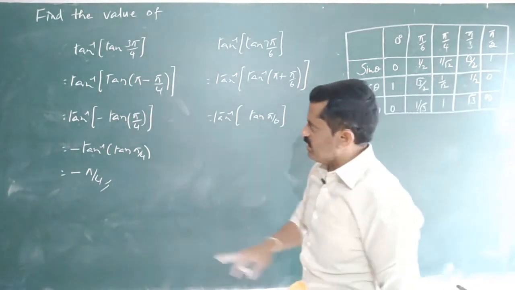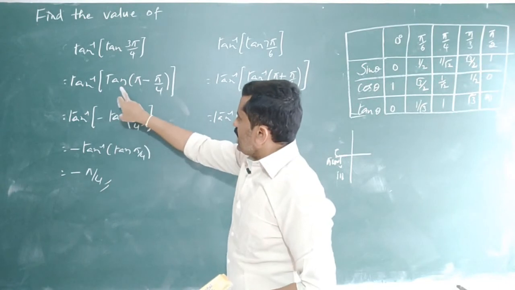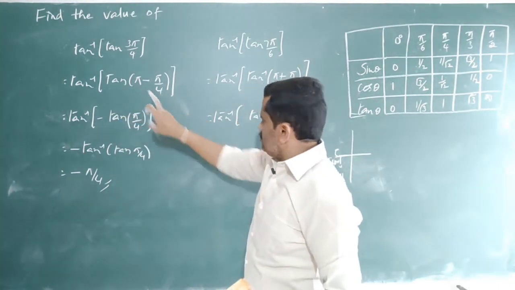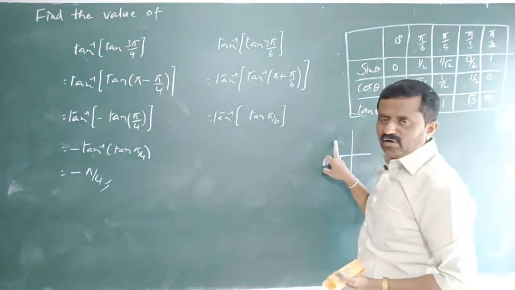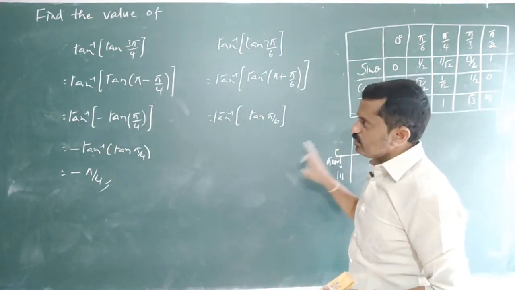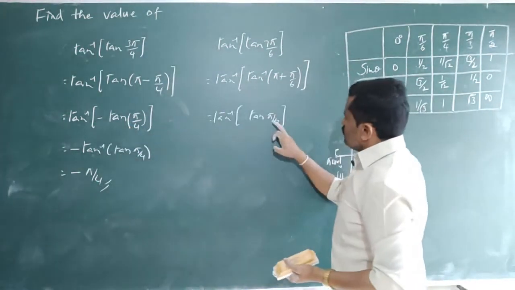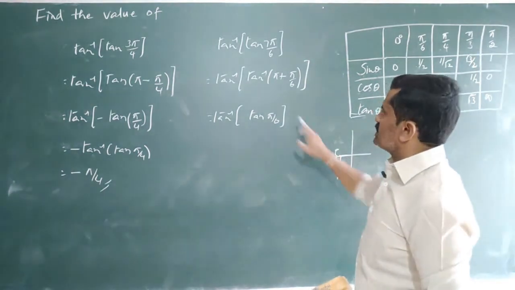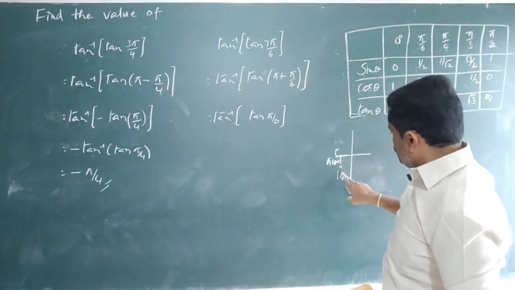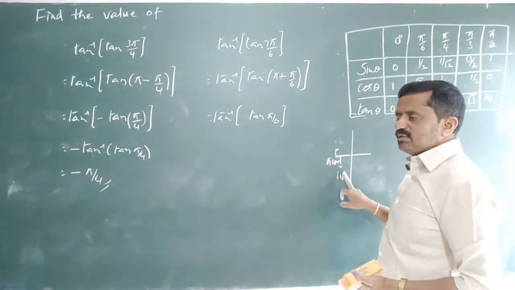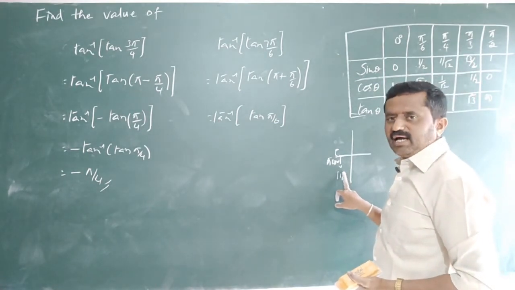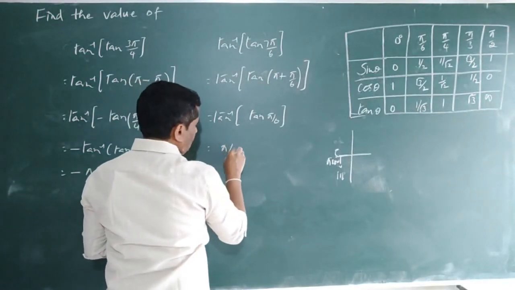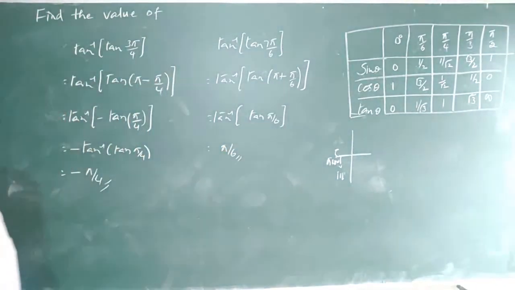Again children, here we have tan of pi minus pi by 4. Here this ratio falls in which quadrant? Second quadrant, tan is negative, therefore negative sign. So here pi plus pi by 6, tan of pi plus pi by 6: we have 180 plus, which means what? It comes in the third quadrant. What is tan there? It is positive. Therefore, that is equal to pi by 6.